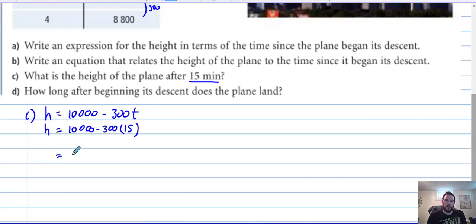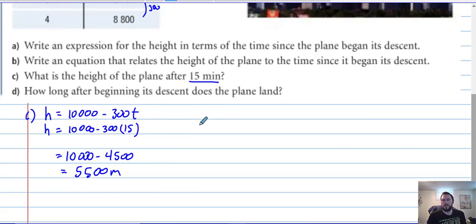So I get the height is going to be equal to 10,000 minus 4,500. And if I do that subtraction, I see that we are at a height of 5,500 meters. So that's how we would use these equations.